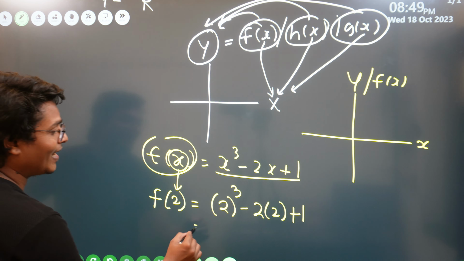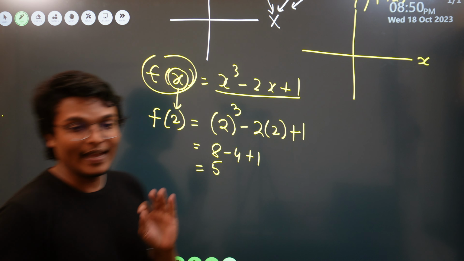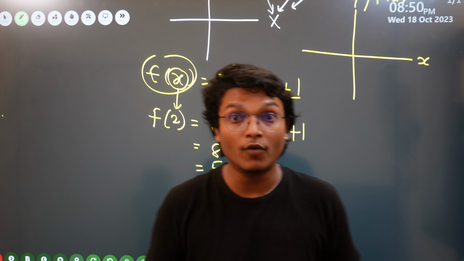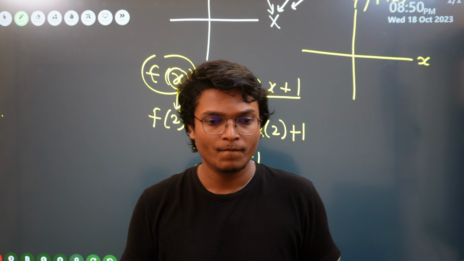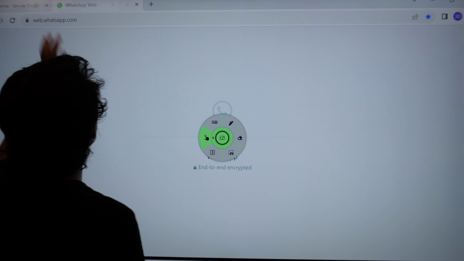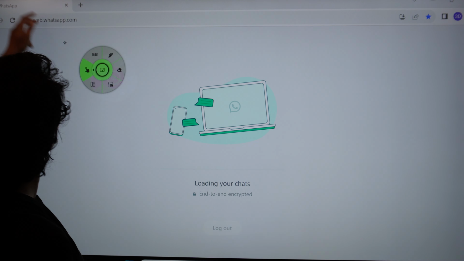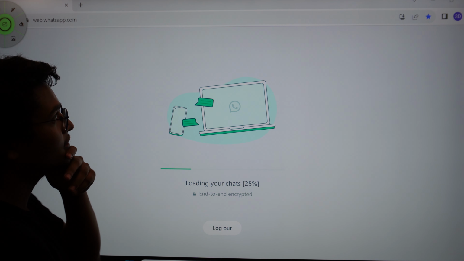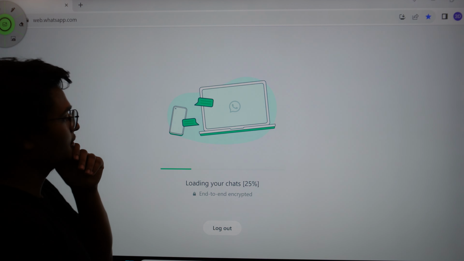Is it understood or not? Does anyone have any doubt till here? No. In the question, they'll say that if x is replaced with 2, find the answer. Yes, we are going to solve the question now. Don't worry. Did you understand till here? Any doubt till here? Sure? Okay.